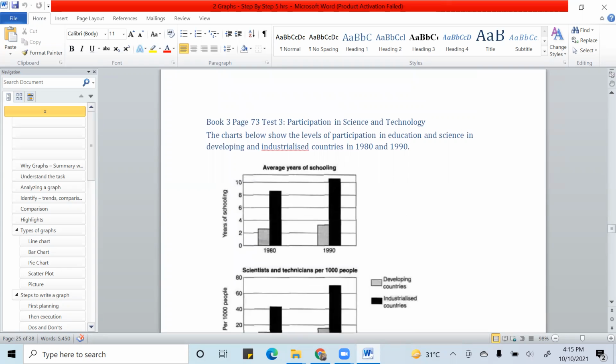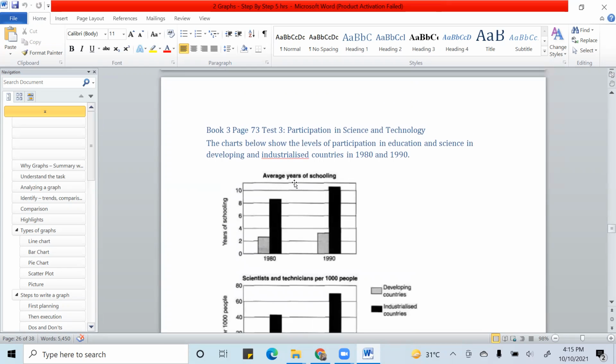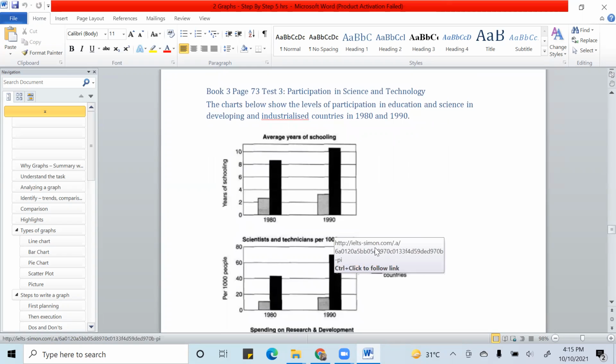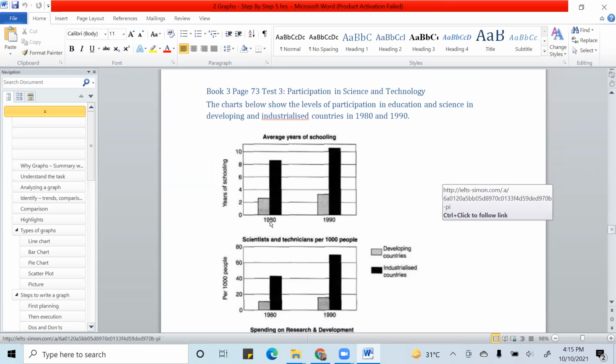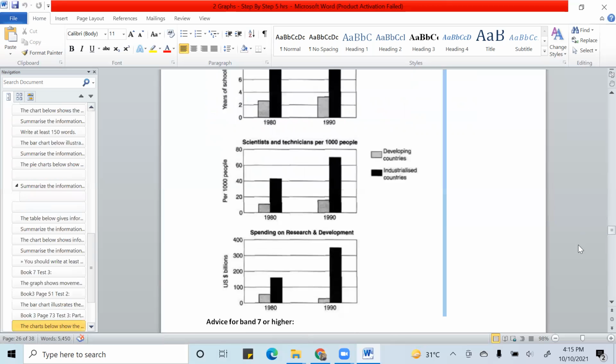What exactly are they talking about? If I look at the headings, average years in schooling. So the number of years spent in schooling in 80 and 90. The gray graph is developing countries and the dark graph is industrialized countries, and there is a comparison between the number of years spent. In 80 and 90, the number of years has increased for both types of countries. Developing countries spend less time in school, industrialized countries spend more time in school. I mean the children. So that's about the first graph.